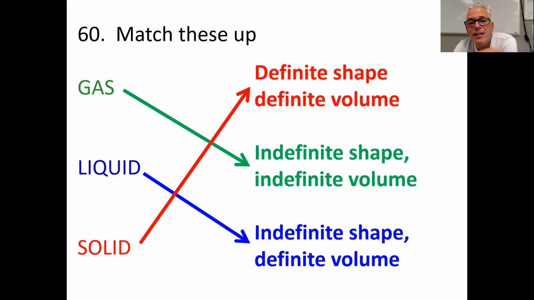The gas has an indefinite shape. Takes any shape of container you put it in, and it also has indefinite volume. You can squish it or you can let it expand. It'll get more concentrated if you squish it. It'll get less concentrated if you make it big.